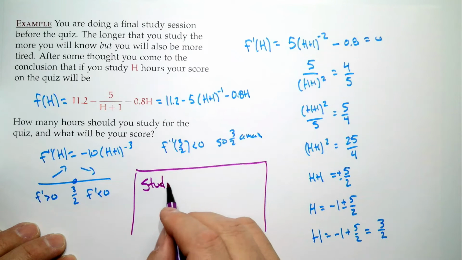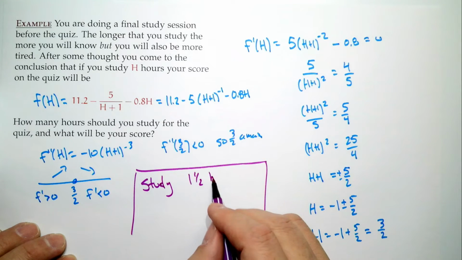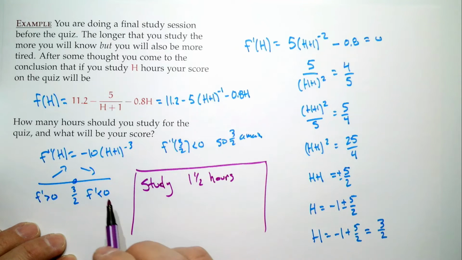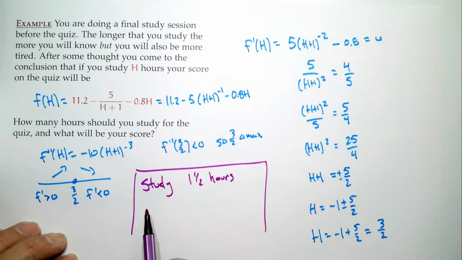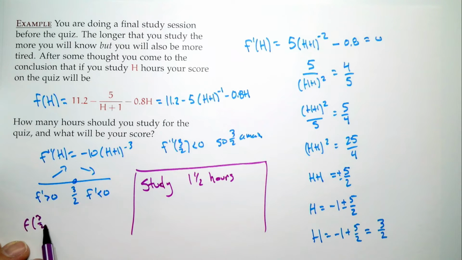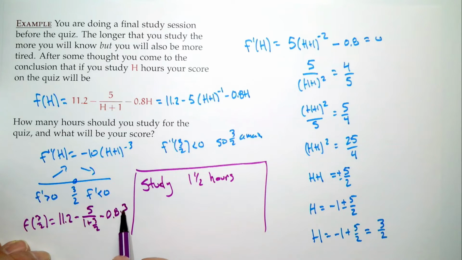Okay, so our final answer is we should study for 1.5 hours. And what will be our score? I hope it's a good one. Let's find out. So we plug in f of 3/2. So that's 11.2 minus 5 over 1 plus 3/2, whatever that turns out to be, minus 0.8 times 3/2.